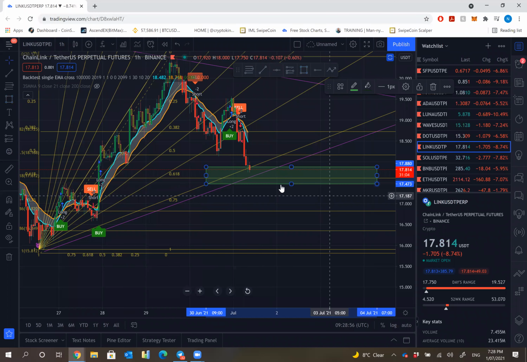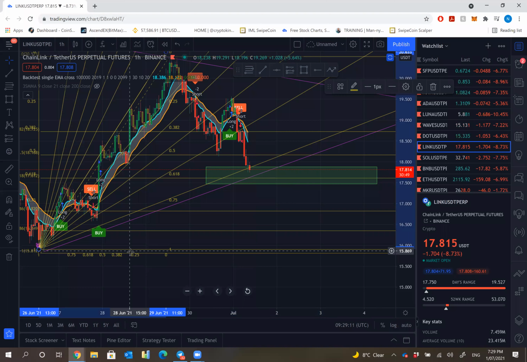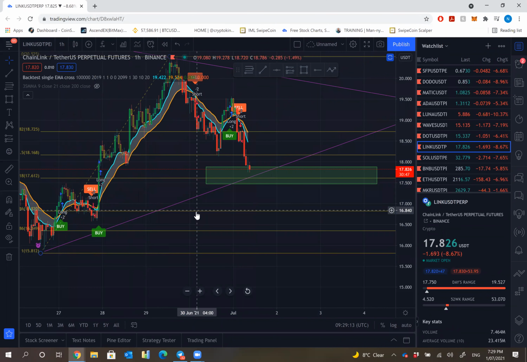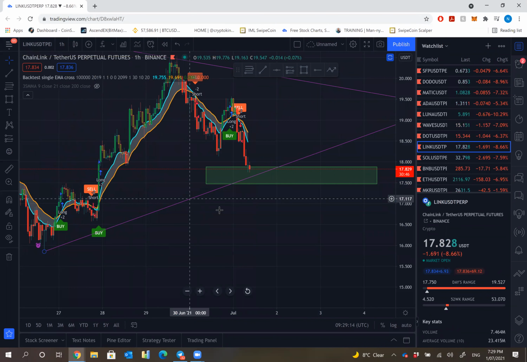And if I've marked that and that area coincides with a support line and it also coincides with a fib retracement line, then for me, that area is an area of interest. So I square that up. I delete these because you don't need them there the whole time, but I square this up and look at that as an area of interest.